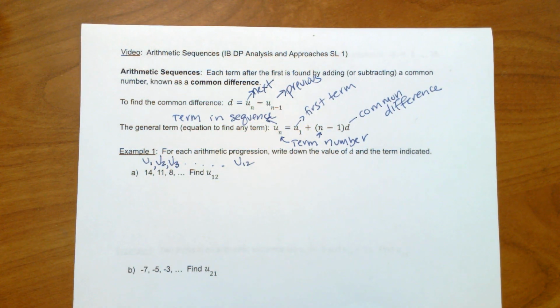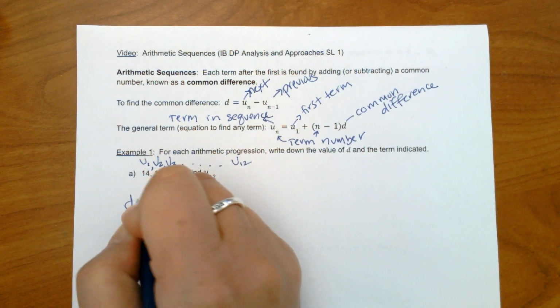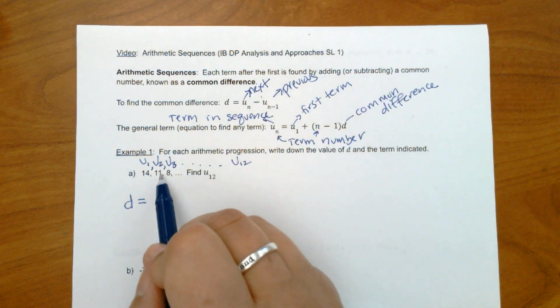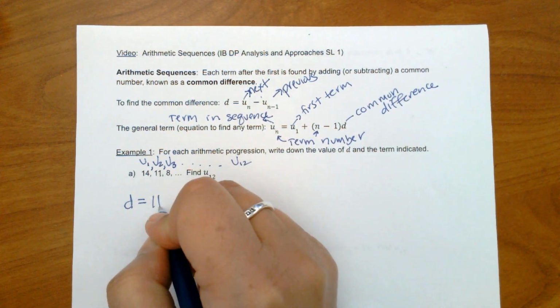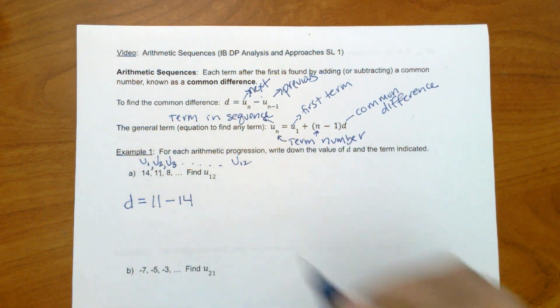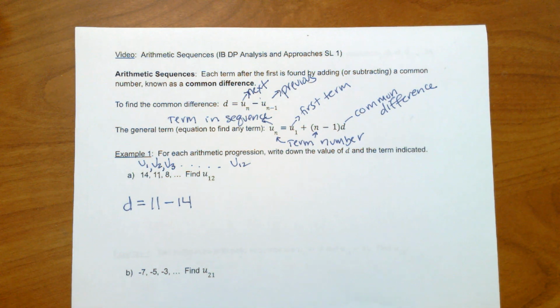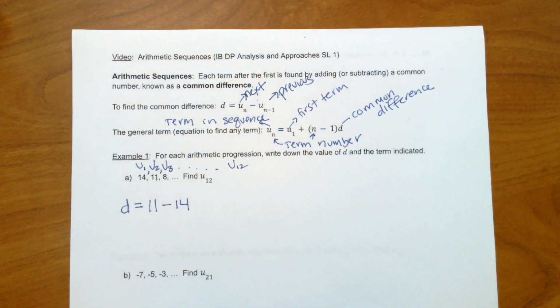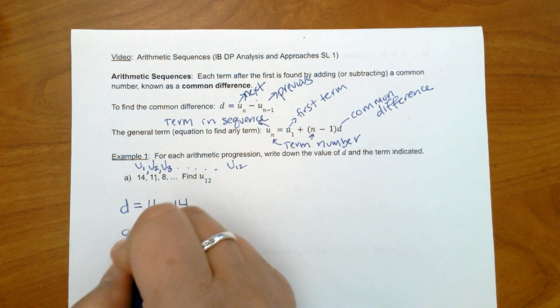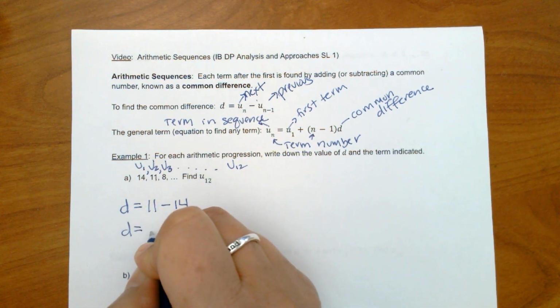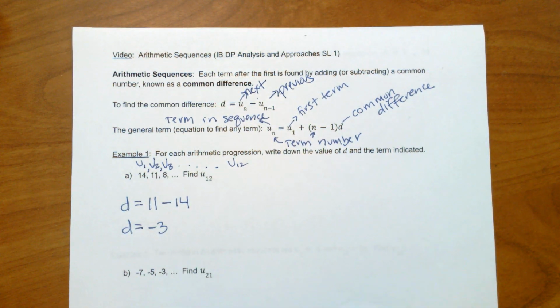First, we need to find the common difference. The common difference is found by taking the next term. We can take U sub 2, 11, and subtract the previous term, 14. Could we have done 8 and 11? Yes. I just used the second one and the first one. It would work on either one. When we subtract those, 11 minus 14 gives us negative 3. Once we have negative 3, we're going to be able to find our general term, and that's going to help us find U sub 12.